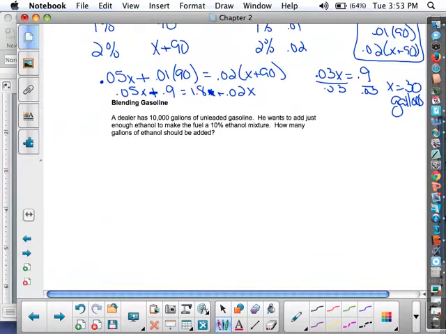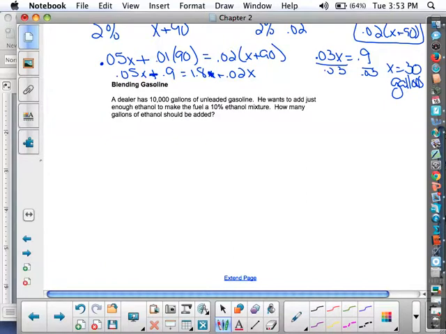The next is blending gasoline. It says a dealer has 10,000 gallons of unleaded gasoline. He wants to add just enough ethanol to make the fuel a 10% ethanol mixture. How many gallons of ethanol should be added? So again, let x equal gallons of ethanol.